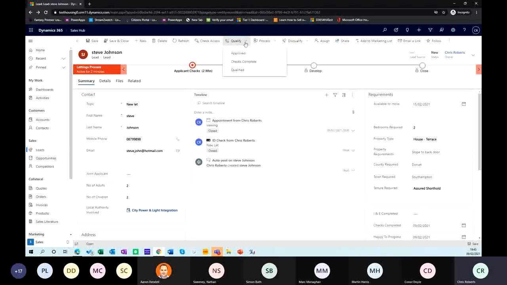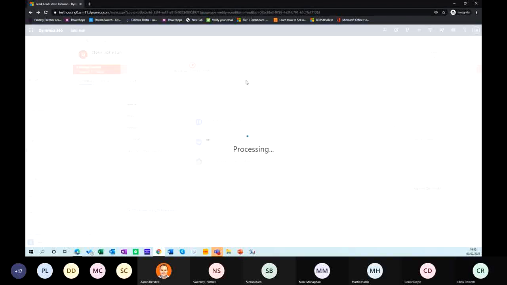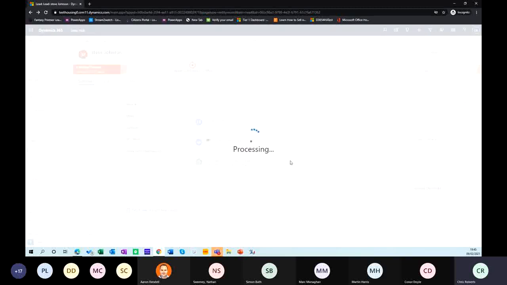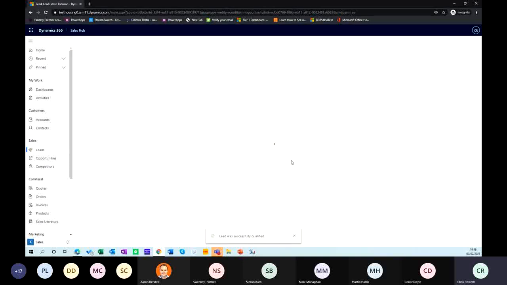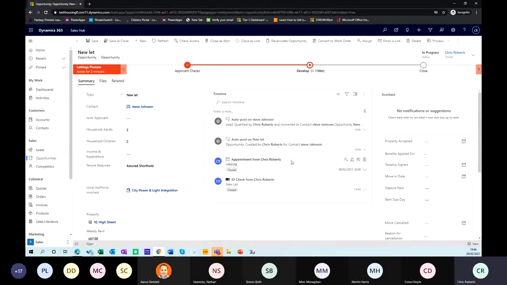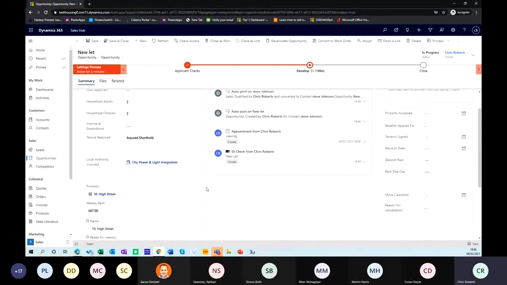So again, the standard out of the box functionality, we're basically going to qualify this lead in sales term. But what we're saying is the customer's happy to progress. We're happy with them. They've completed their checks and we're going to move on to the next stage of the process. Now, what this is doing is obviously, as we all know, it converts it to what we say a proper contact record in the system. And it'll also bring across information from the property. So we can see exactly what property, the information about the property that they're after.